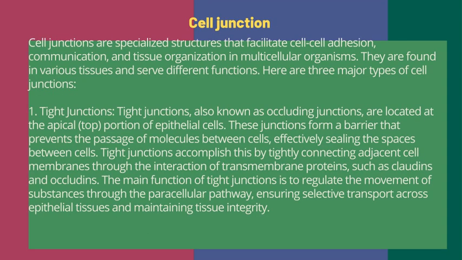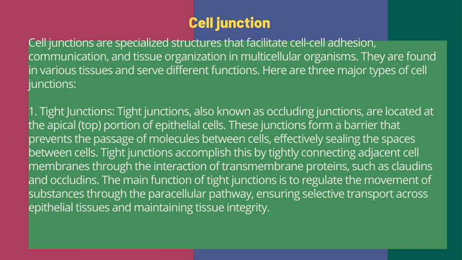So let's start. First of all, let us know what cell junction means. Cell junctions are specialized structures that facilitate cell-cell adhesion, communication, and tissue organization in multicellular organisms. They are found in various tissues and serve different functions. Here are the major types of cell junctions.